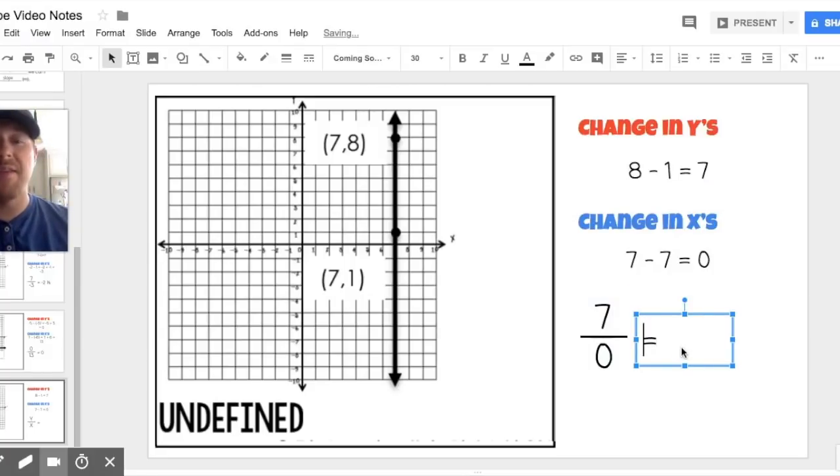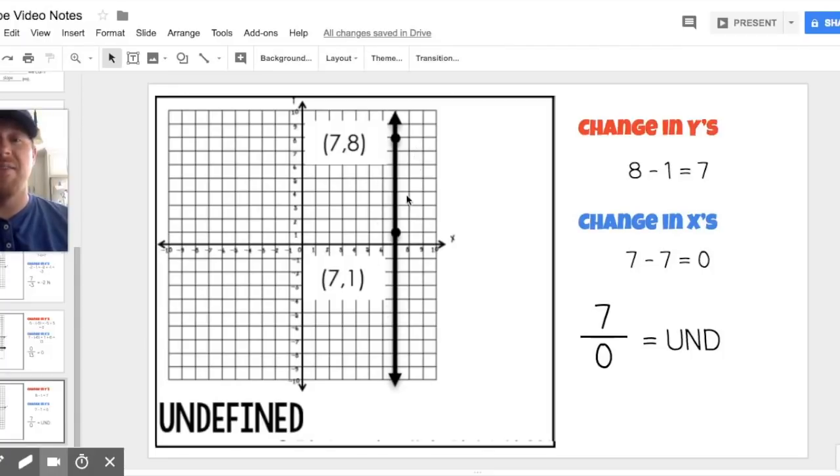Well, if you tried this on a calculator, it would spit out an ugly message. It's saying we can't do this. We call this undefined. So I'm going to put UND. So we call this undefined. There is no slope. We can't say there's any steepness to this. So this is when you have an undefined slope.